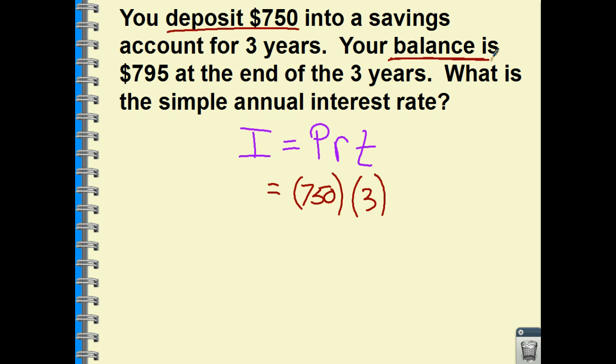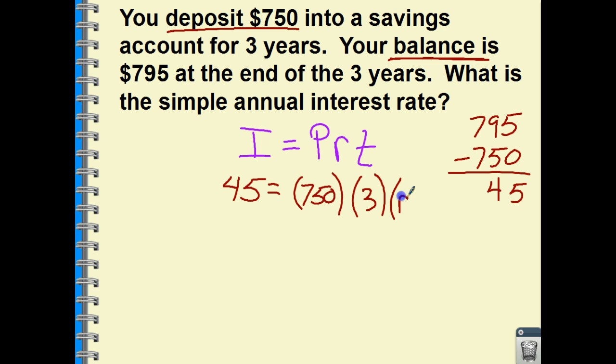which looks to be like, okay, let's come off to the side. If I have 795 balance and I started with $750, that interest was $45. Now who's missing? Well, it looks like in the question we're missing the rate. So the R is the missing variable.